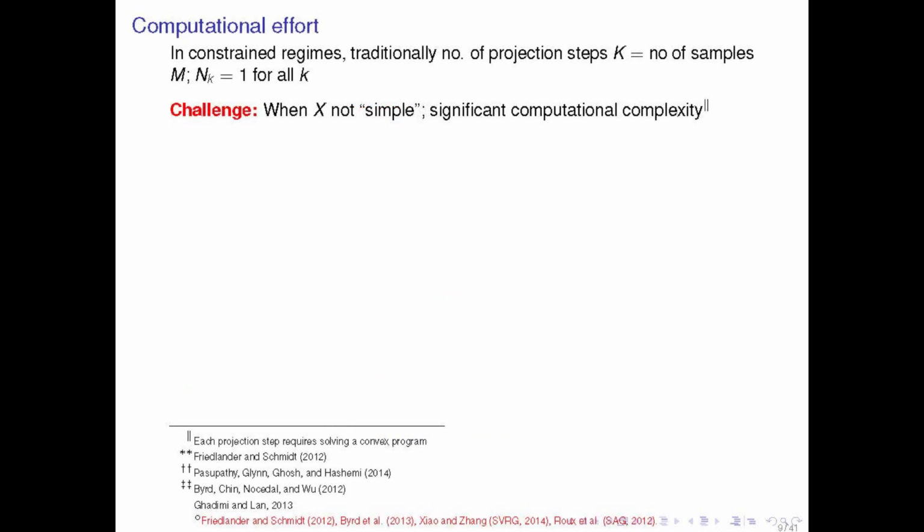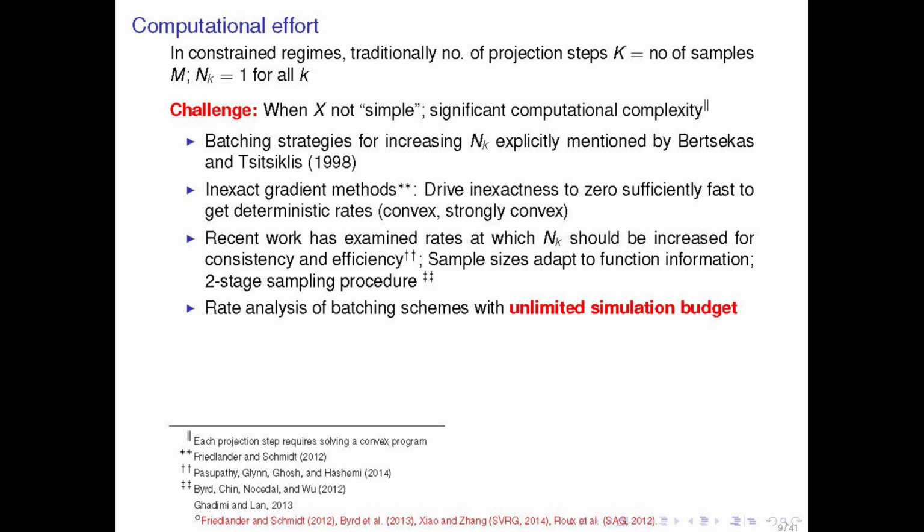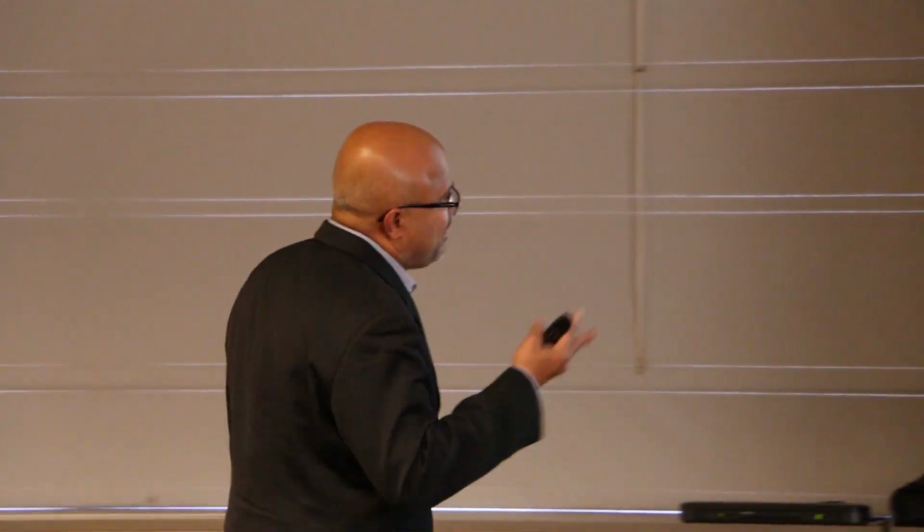So when X is not simple, there's significant computational complexity from a single projection, and if M is large, from the number of projections. And so there have been ideas that have been examined or suggested. The first idea that we at least read of was work by Bertsekas and Tsitsiklis, where they talk about batching strategies where they explicitly mention increasing sample size. So that was just kept as an idea.